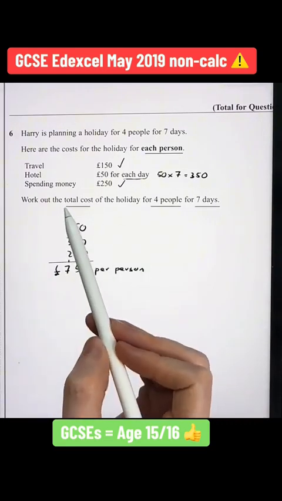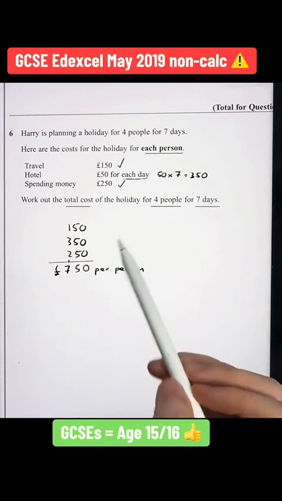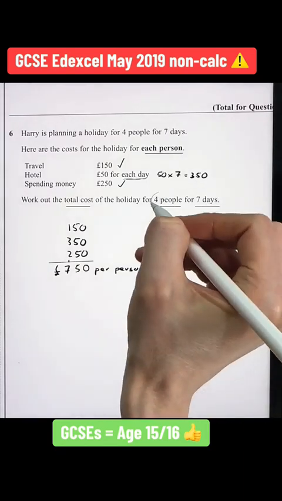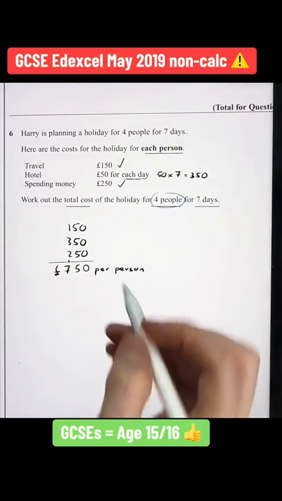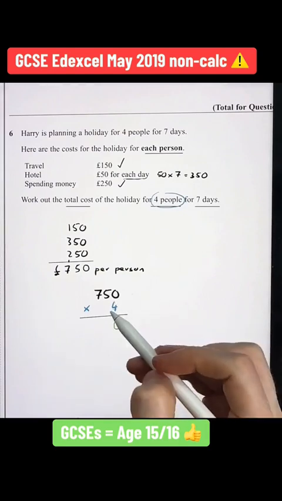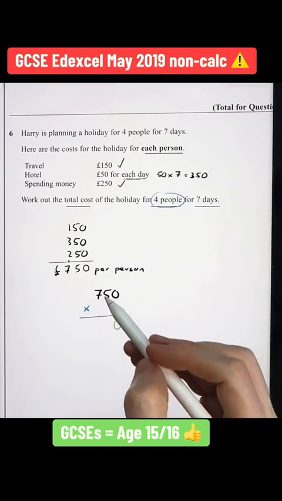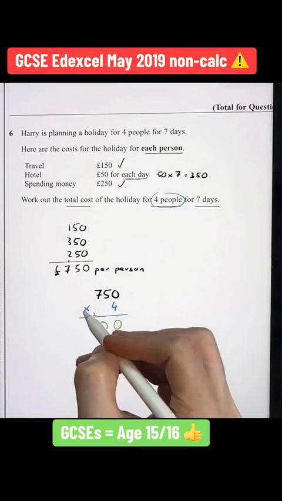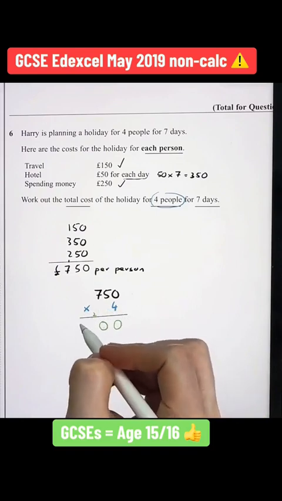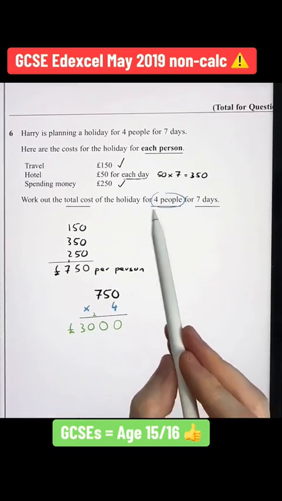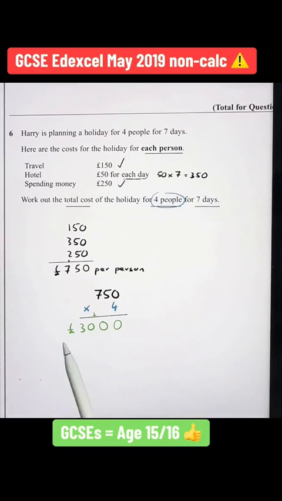As I was asked to work out the total cost of the holiday for 4 people, well, it's £750 per person. And as I've got 4 people, therefore I've got to multiply my answer by 4. 4 times 0 gives me 0, as I know anything times by 0 is still 0. 4 times 5 gives us 20. So 0 down, carry the 2. I know that 4 times 7 gives us 28. Add that 2 I carried gives us 30. So therefore, the total cost of the holiday for 4 people for 7 days is £3,000.